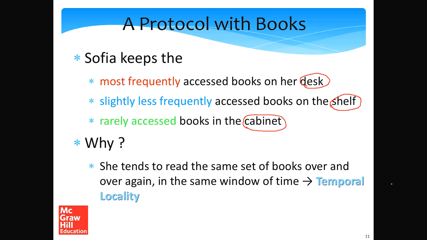A desk is small, and so essentially a desk is small and fast. So what this means is that you can get a book from the desk very quickly. In contrast, a cabinet is large and slow. So it takes a lot of time to actually find a book inside a cabinet because it's large. And so that's the reason it's large and slow, but it has more capacity. And a shelf is somewhere in the middle.